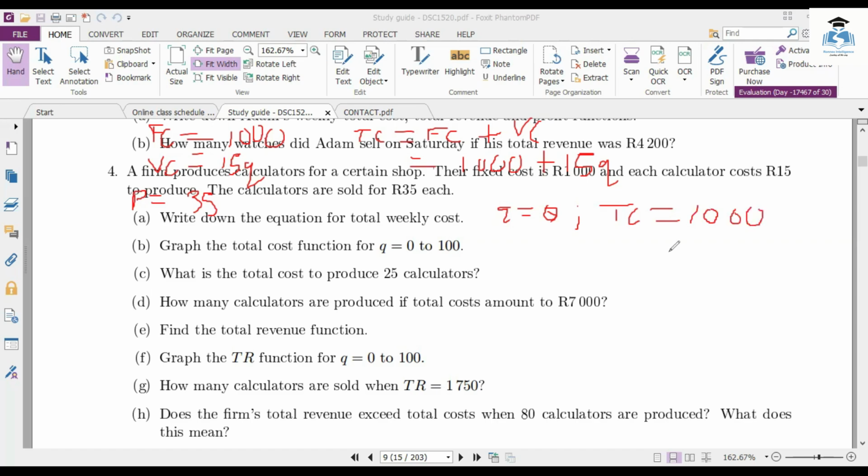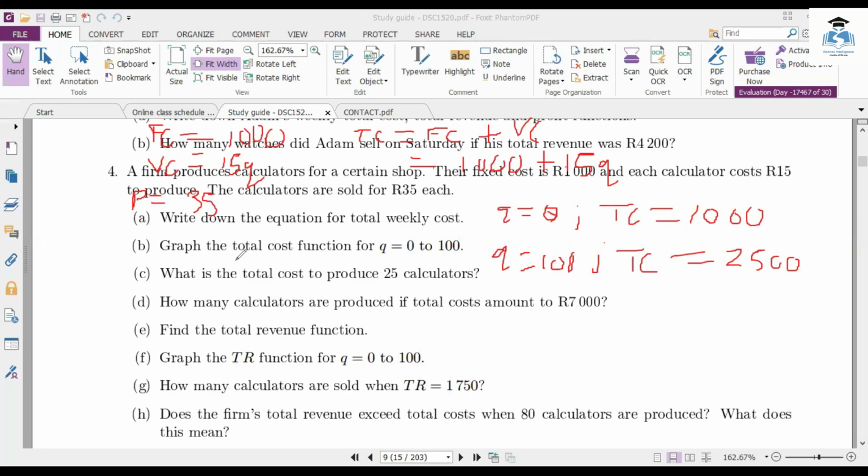All right. So if Q is equal to 100, then what will be the TC? It will be 2,500.